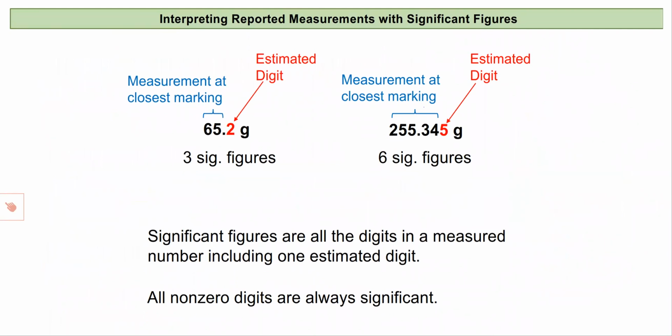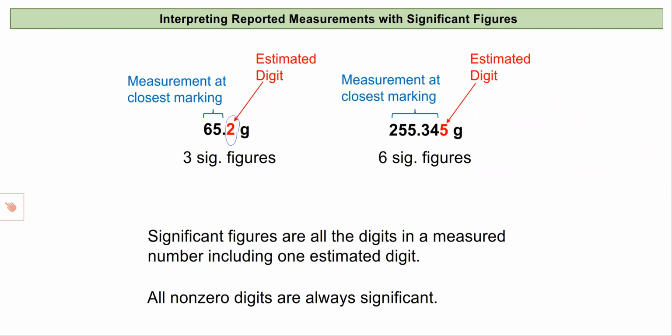So now that we can report a measured value or an inexact number with significant figures, how do we interpret a number that's been reported to us? Well, if we're reading instructions, or we're reading someone's report on what they did in the lab, and they make a measurement that they report as 65.2 grams, so a measurement of mass, we can immediately see that we have 3 significant figures, and we know that this last digit was estimated.